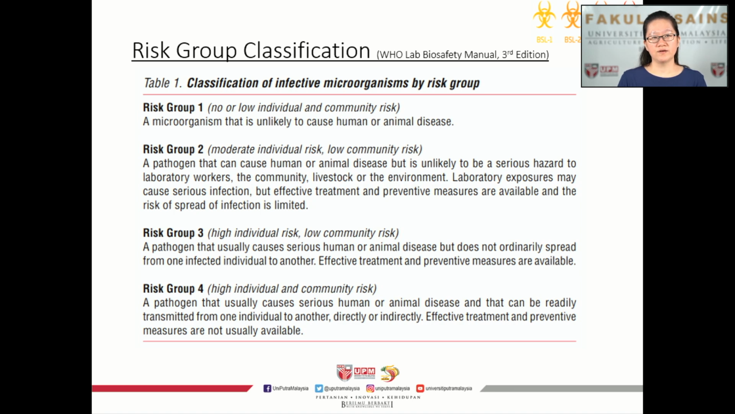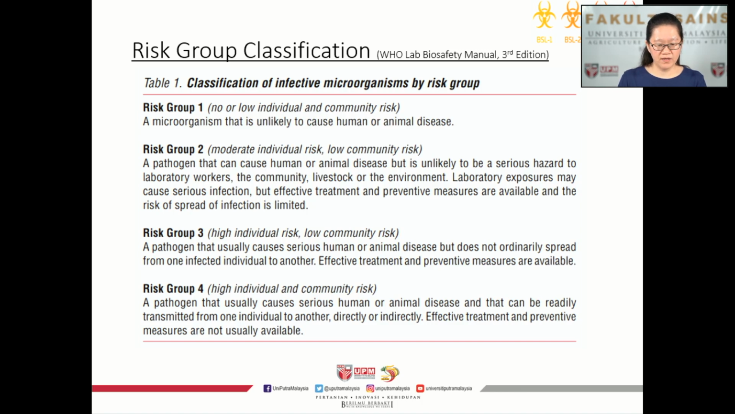Risk group 1 refers to microorganisms that are unlikely to cause human or animal diseases. They pose low to no individual and community risk. Risk group 2 are pathogens that can cause human and animal diseases, but are unlikely to be serious hazards to laboratory workers, the community, livestock, and the environment. Laboratory exposures may cause serious infections, but effective treatments and preventive measures are available, and the risk of spread of infection is limited. These pathogens are in the category of moderate individual risk and low community risk.